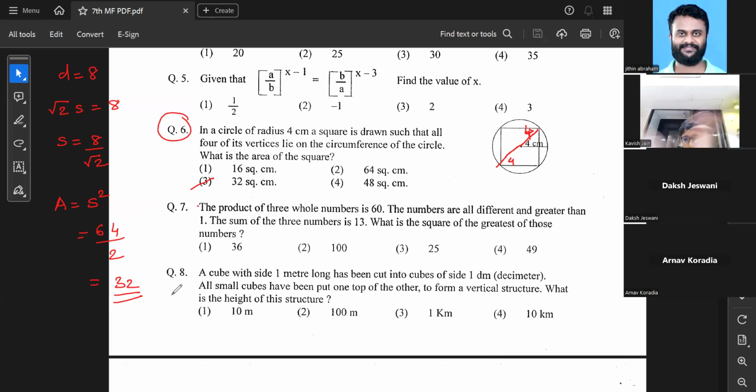Before proceeding to the next problem, I will request you guys to please exit the meeting and join again because it is about to end in 3-4 minutes. Let's join again.